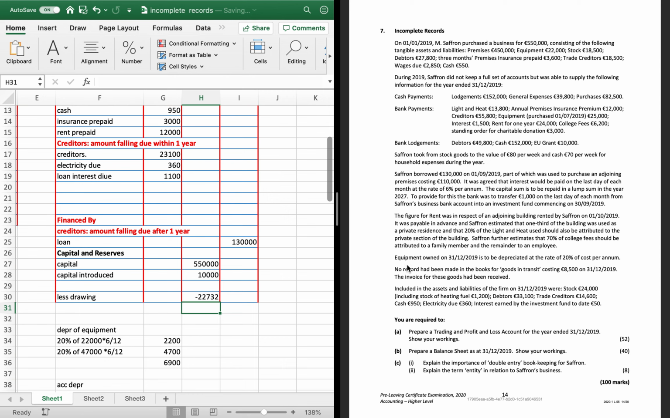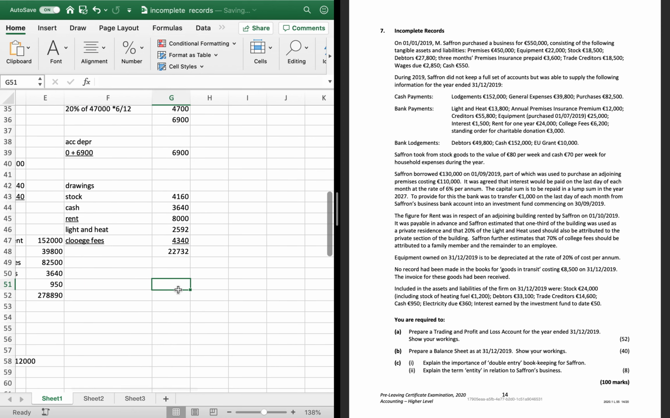We've done our equipment, we've done our goods in transit, and we've all these numbers in, and we've corrected them. So it just leaves me to work out my bank working. Again, I would have this working open from the start, and every time I come across a bank number, I will put it in. So in my bank working, I put in all my lodgements on the left. If there was an opening bank balance, which there really shouldn't be, that would also go in. But I would put in all my bank lodgements on the left.